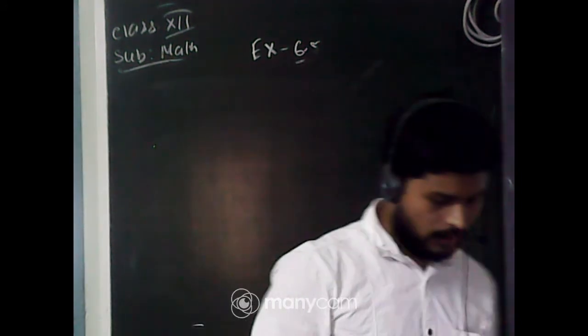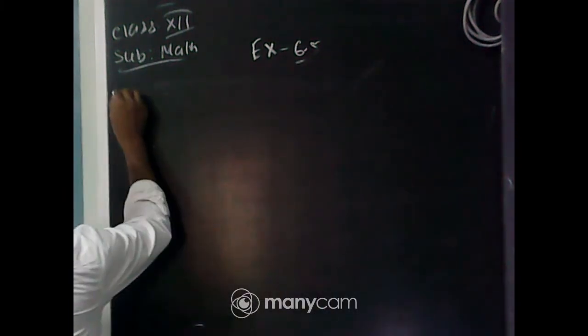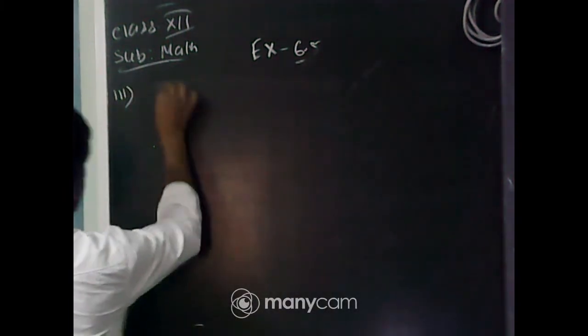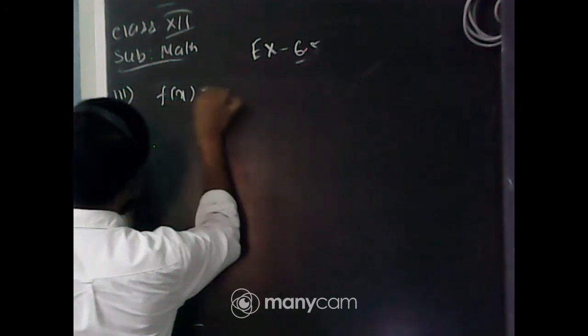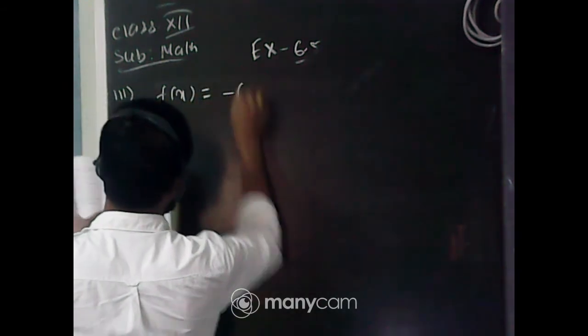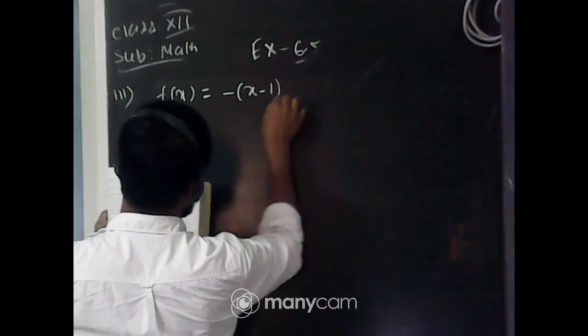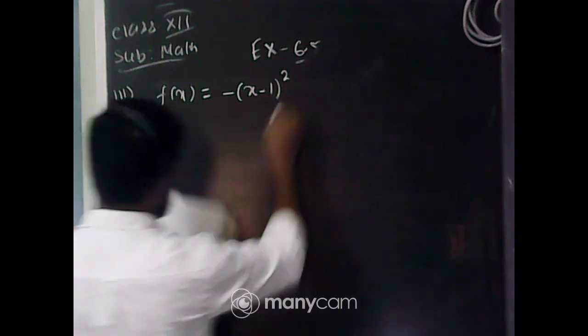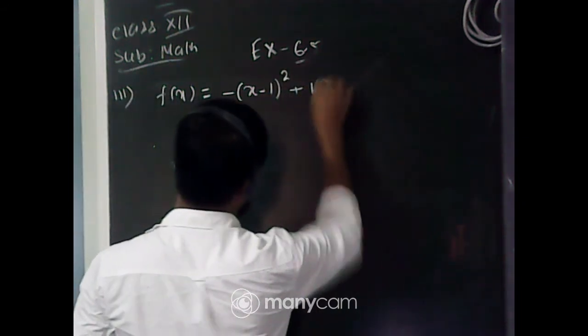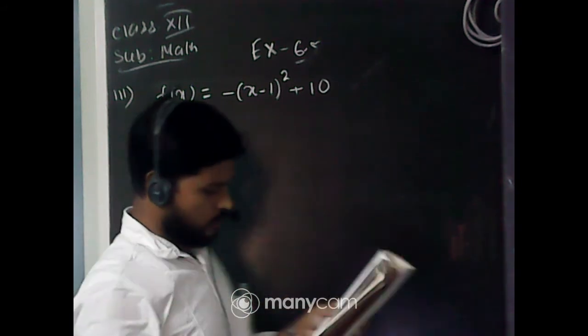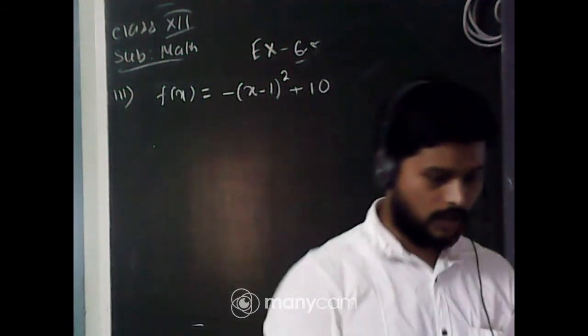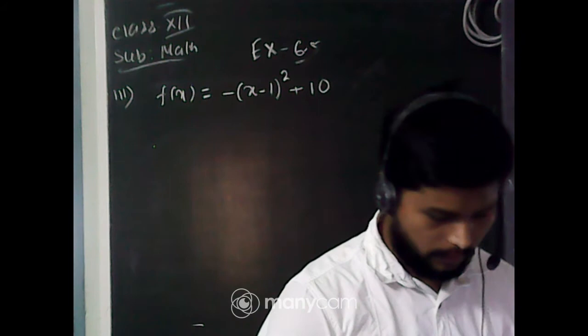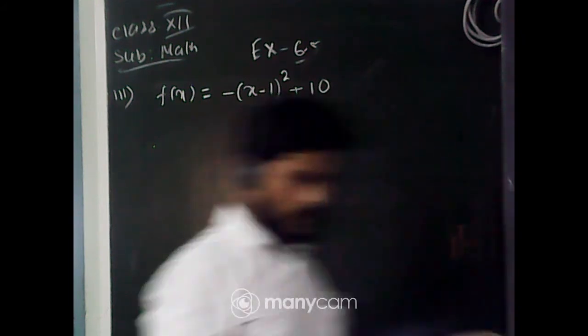Okay, so the next question, number 3, is f of x is equal to minus of x minus 1 whole square plus 10. Now let's find out whether it has a minimum value or maximum value and what that is.